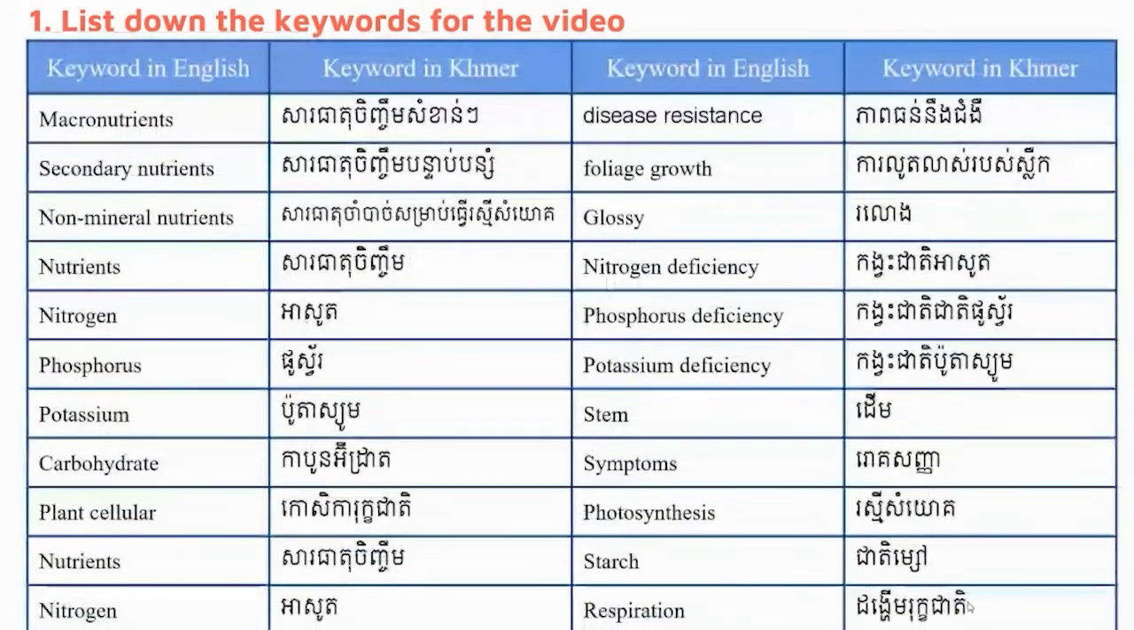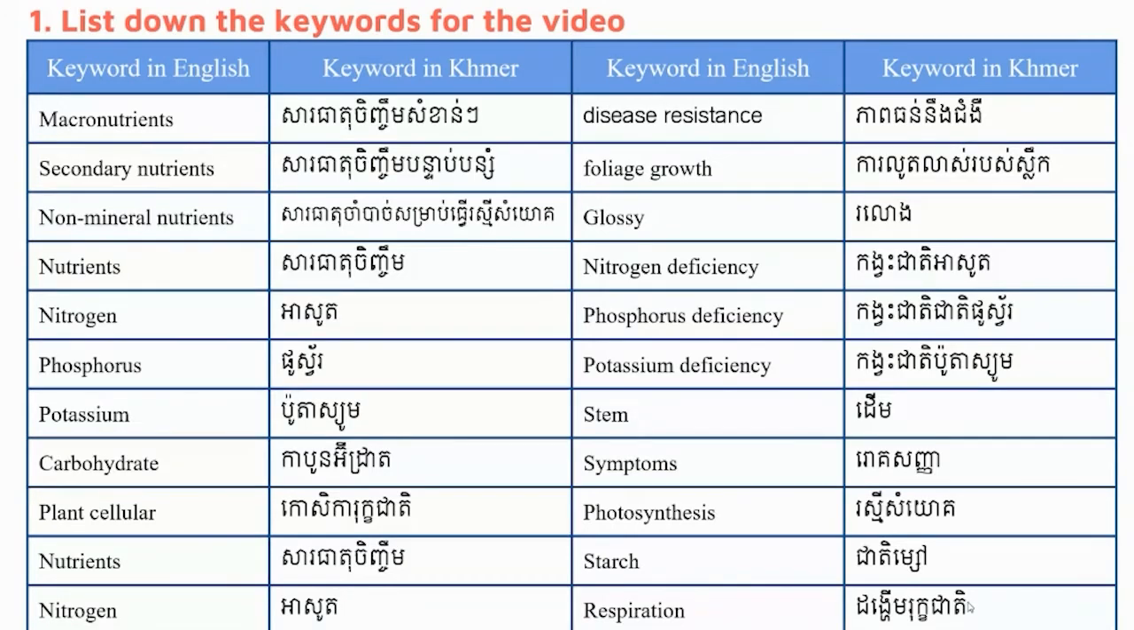Because the time is too short, I will show some keywords that my team has listed here. Can you see the slide? Yes. The first one is macronutrient. The reason we call it macronutrient is that the plant really needs this kind of nutrient in large amounts and it is very important.